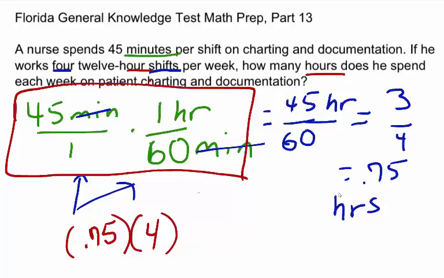Again, I would just go ahead and use your calculator for this. 0.75 times 4 is equal to 3. So he spends 3 hours per week on patient charting and documentation.